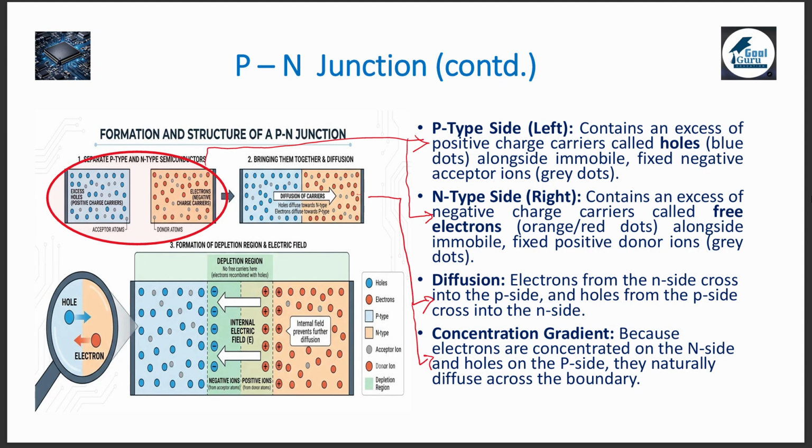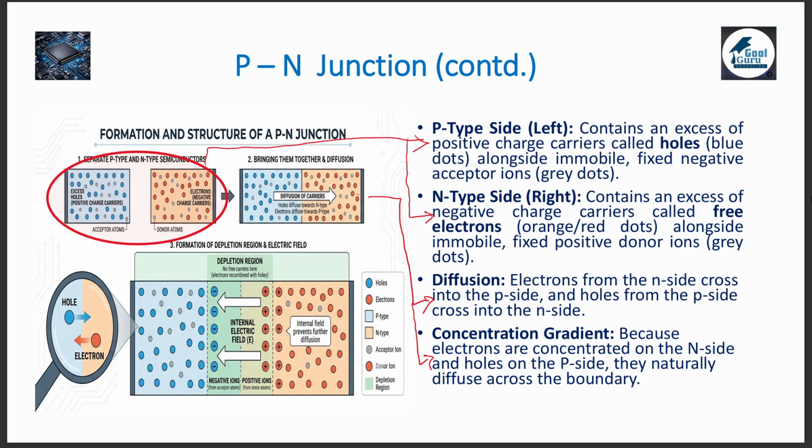You can see the figure on the left side. The p-type side contains excess of the positive charge carriers called holes, which are indicated by the blue dots. Alongside are seen the fixed negative acceptor ions, which are indicated by the grey dots. We already know that the p-type semiconductor is formed because of the trivalent impurity.